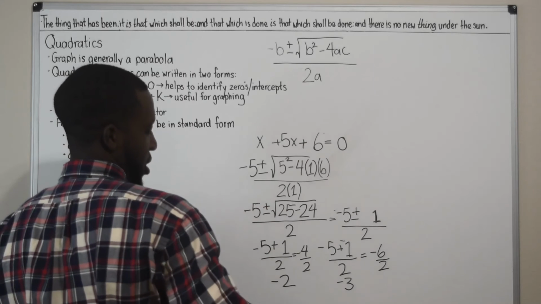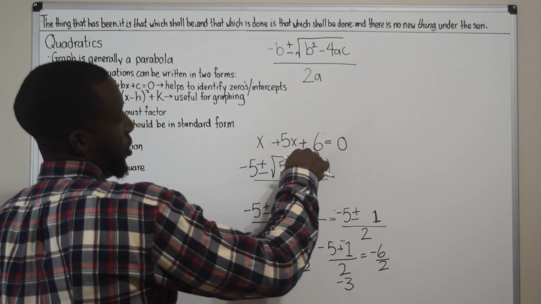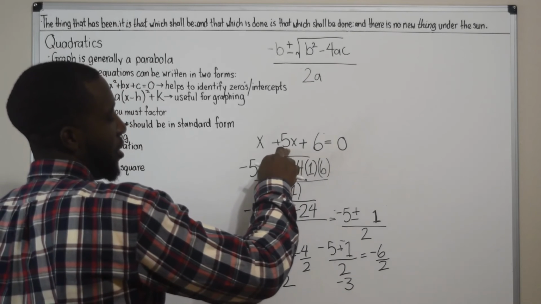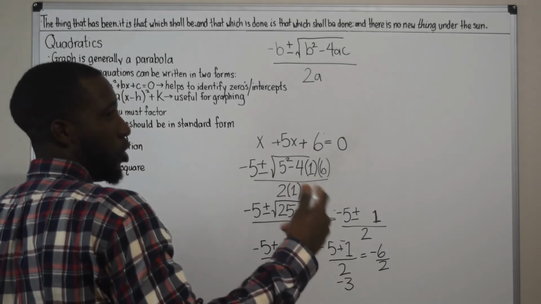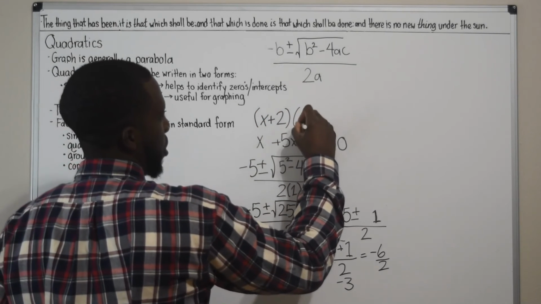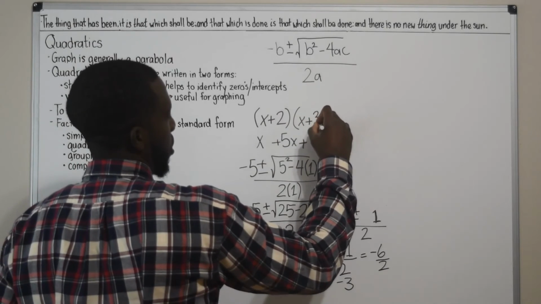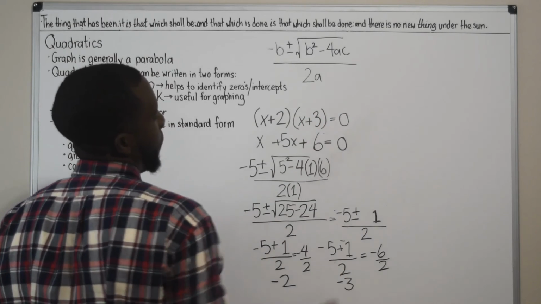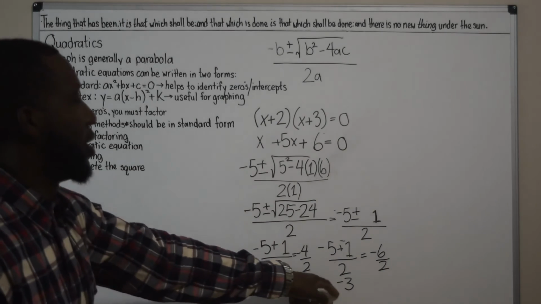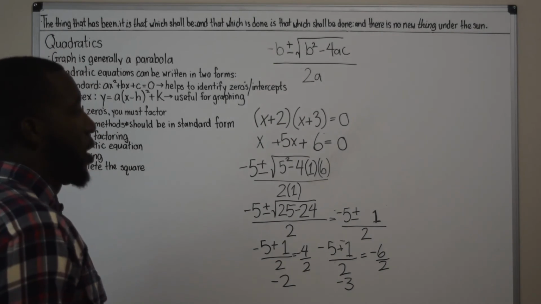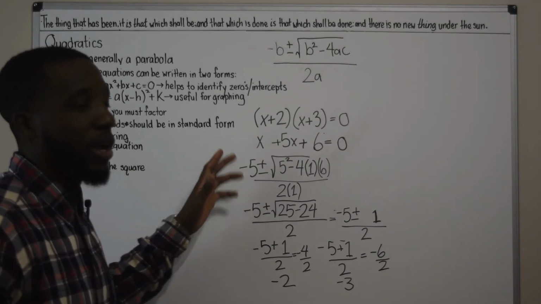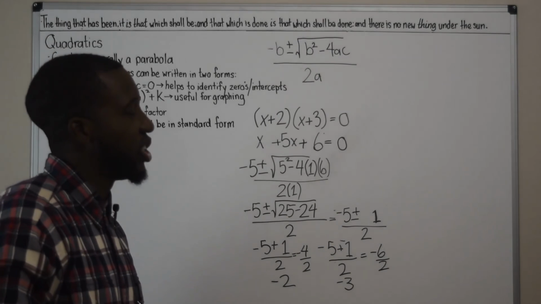Now, we know that from the start, I mean, this was easy. We could have just looked at C, and two factors of C that add together to get to 5 are going to be 3 and 2. So we could have just written the factors, and then we solve these for 0, and then we get -2, -3. So I just showed you that to say that the quadratic equation works for every single quadratic equation there is.